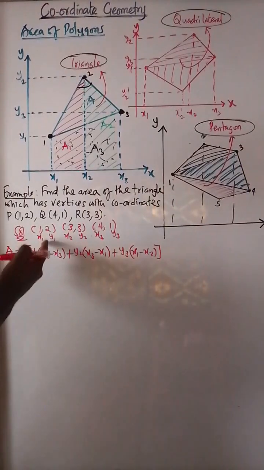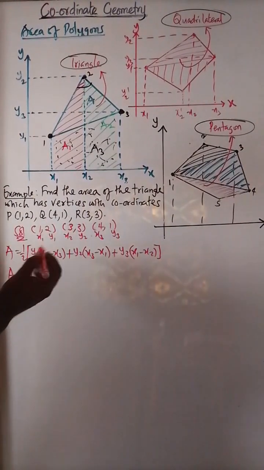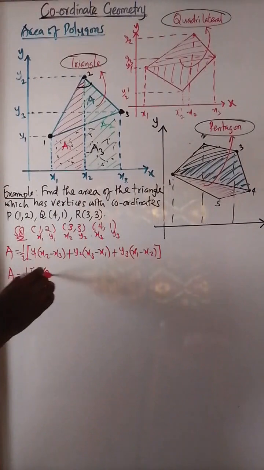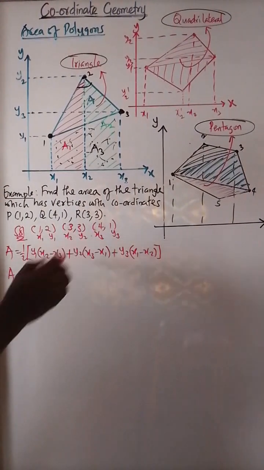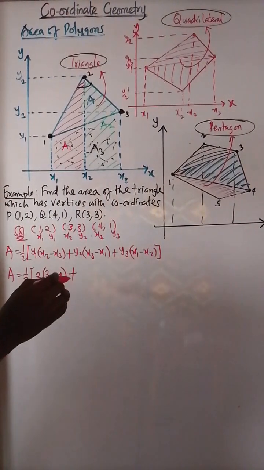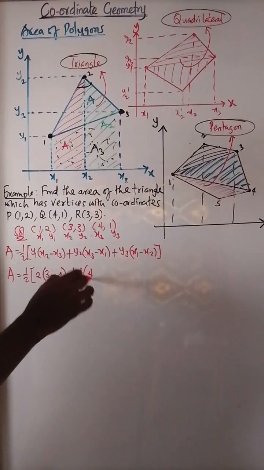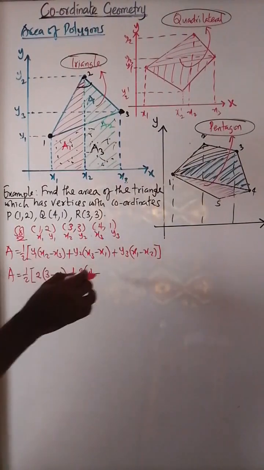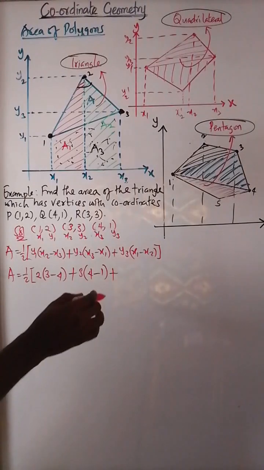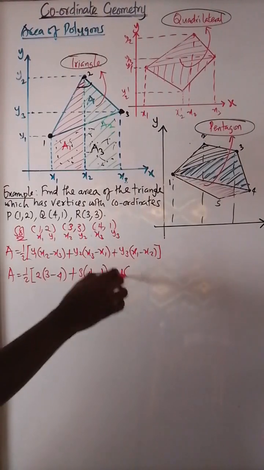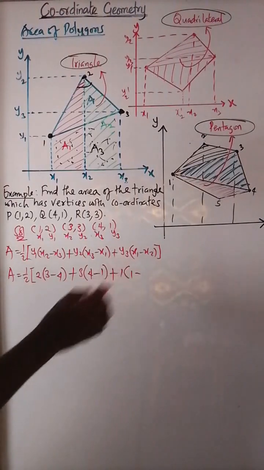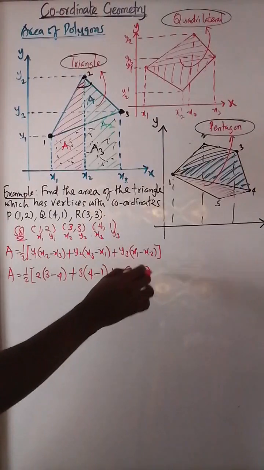What is y1? y1 is 2. What is x2? x2 is 3. What is x3? x3 is 4. Plus what is y2? y2 is 3. x3 is 4 minus x1 is 1. Then plus what is y3? y3 is 1. x1 is 1 minus x2 is 3.